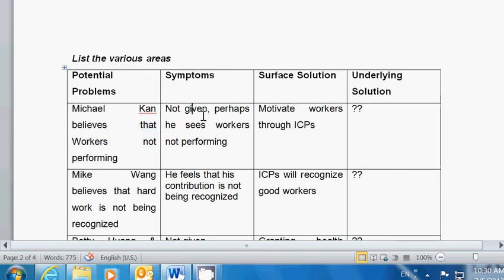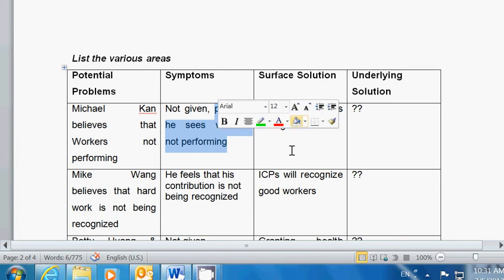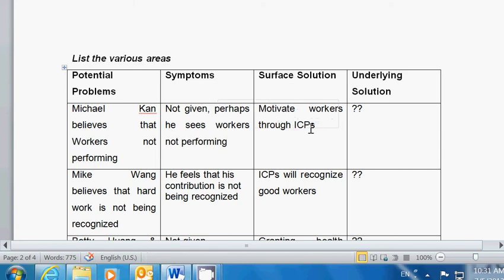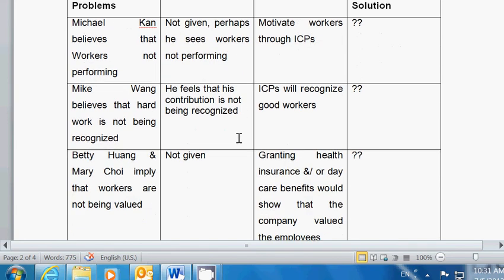We're not really given any evidence of this. I write here, perhaps he sees workers not performing. That is, he observes them and he sees them not performing what he thinks they should. Again, it's not given. So his solution, of course, is to motivate them through the ICP program. Mike Wong, he also believes that it's a problem. He feels that his contribution is not being recognized, so his symptom is really his own feeling, and it has more to do with recognition. And he thinks, in terms of a solution, that this will solve this problem.